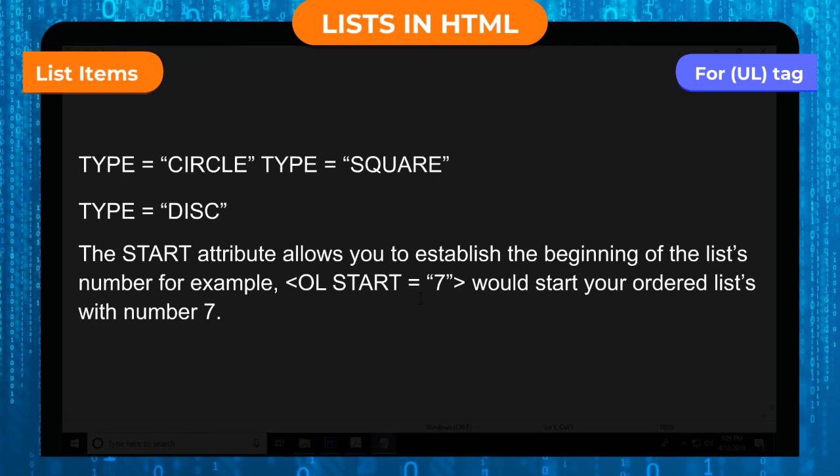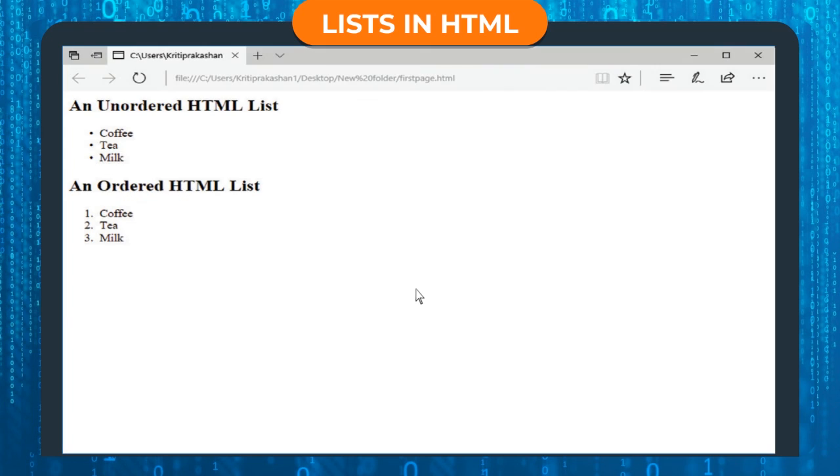The start attribute allows you to establish the beginning of the list's number. For example, tag OL start is equal to double quotes 7 would start your ordered list with number 7. Code output.